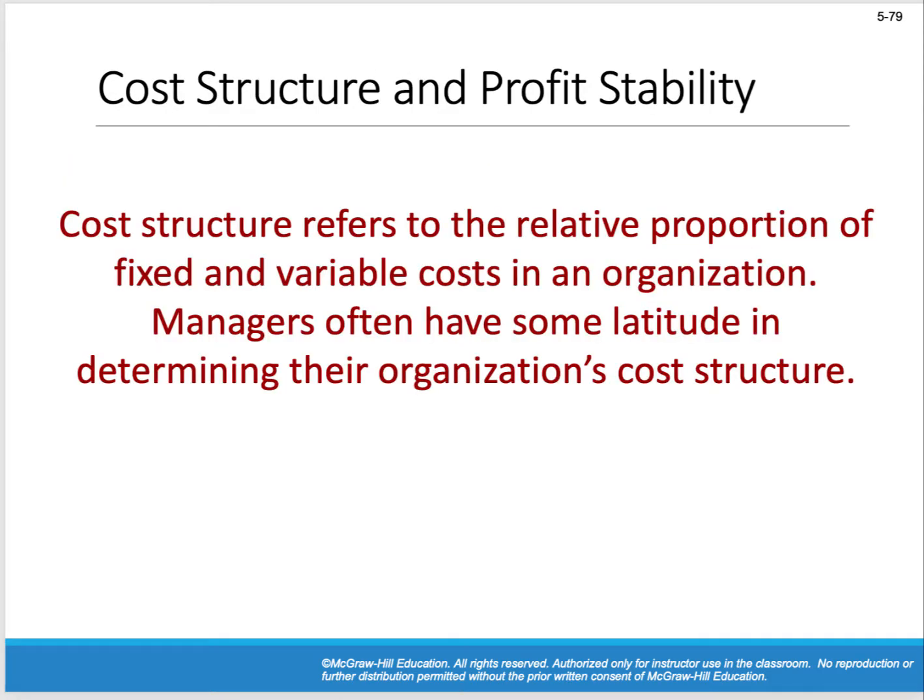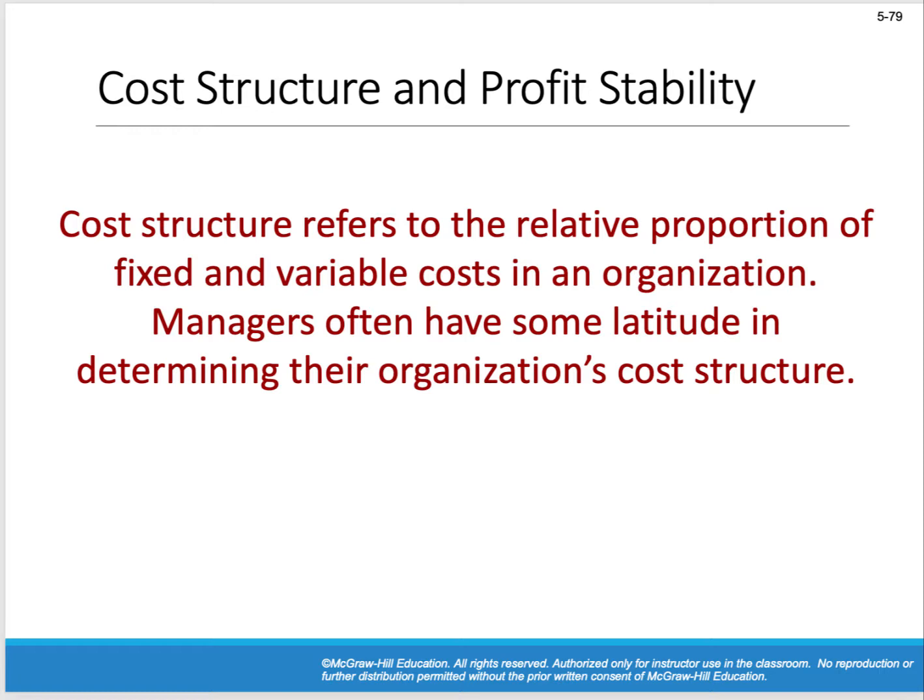Now let's look at cost structure. What do we mean by cost structure? Well, cost structure refers to the relative proportion of fixed and variable costs in an organization. What does that mean? Think about it. Cost structure says, what's the proportion of variable expenses to fixed expenses? Do I have a lot of fixed expenses and low variable expenses? Or am I the total opposite? Do I have high variable expenses and low fixed expenses?